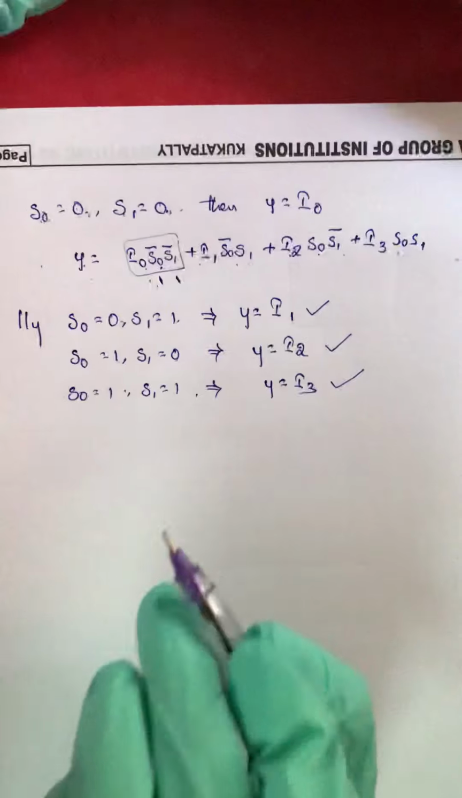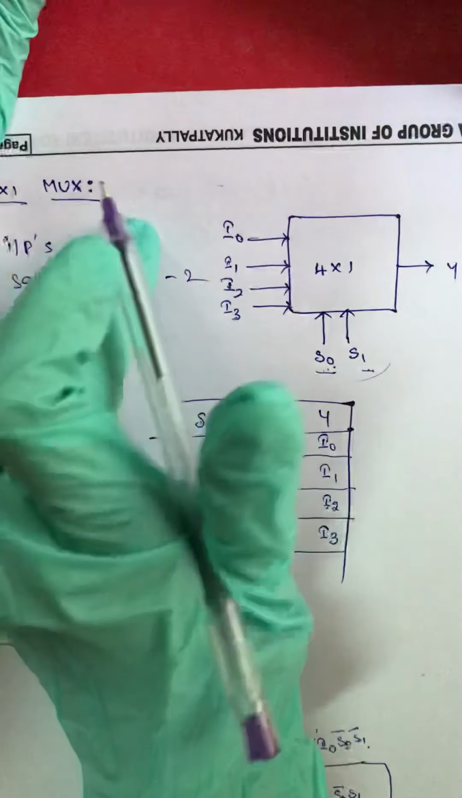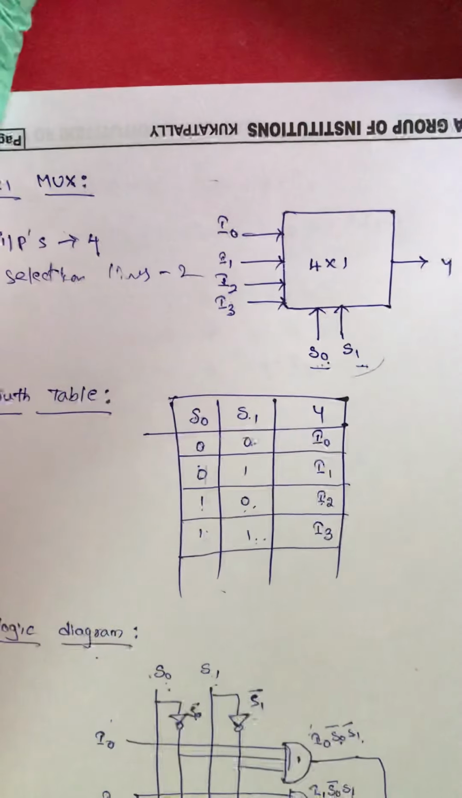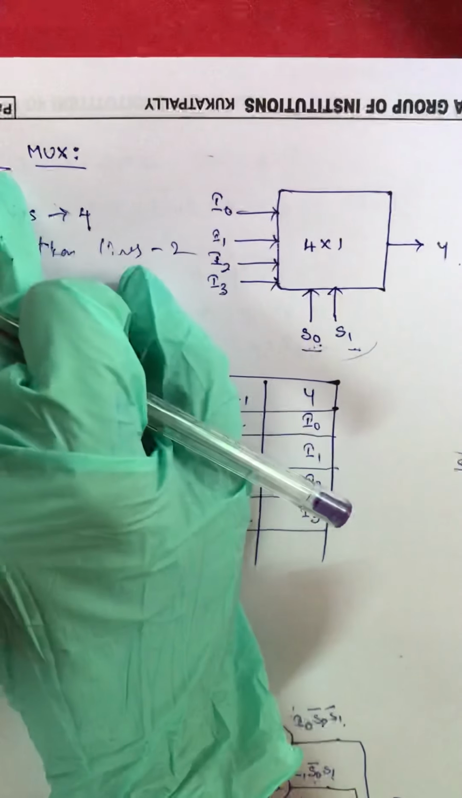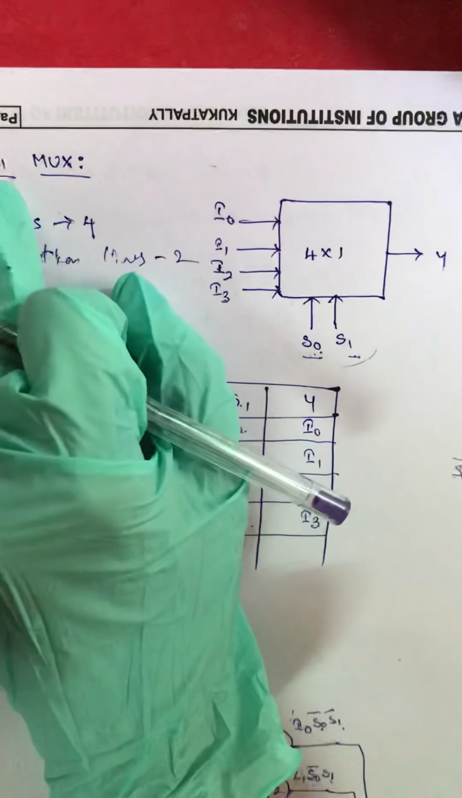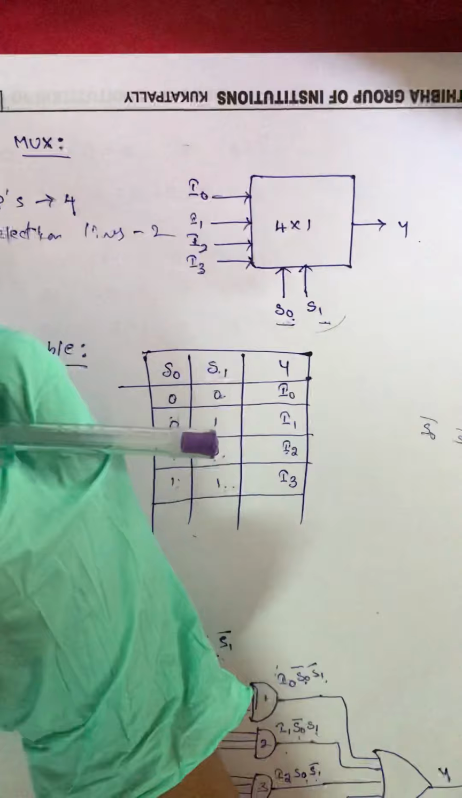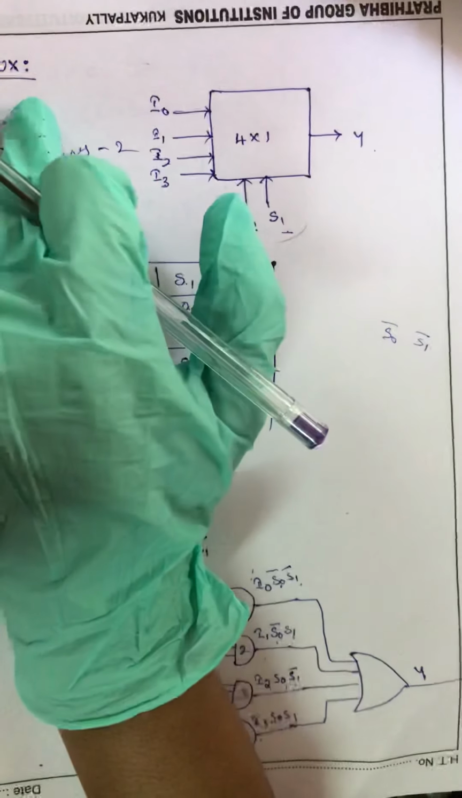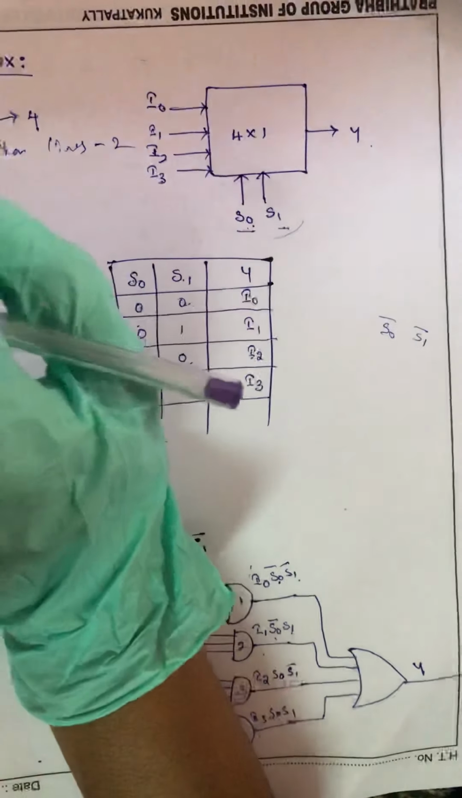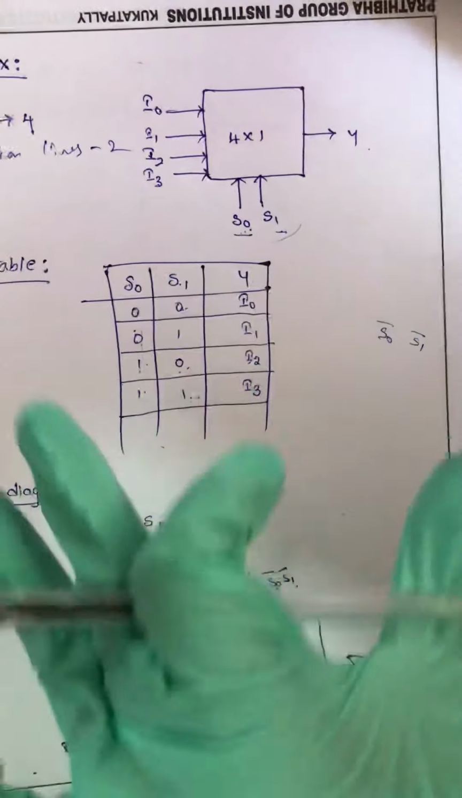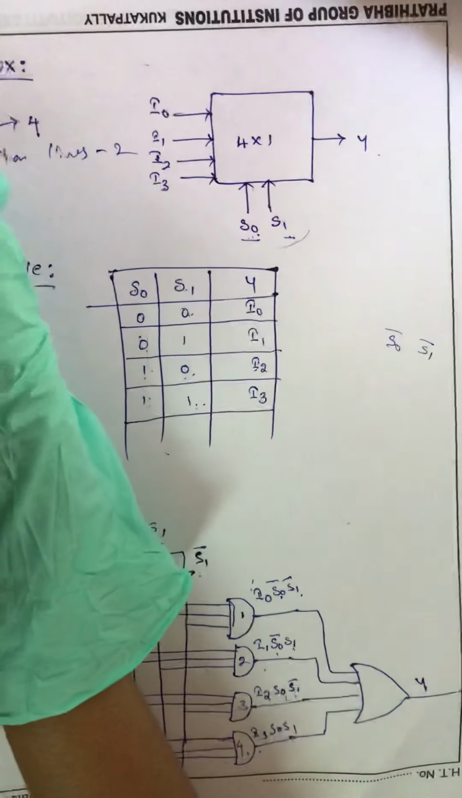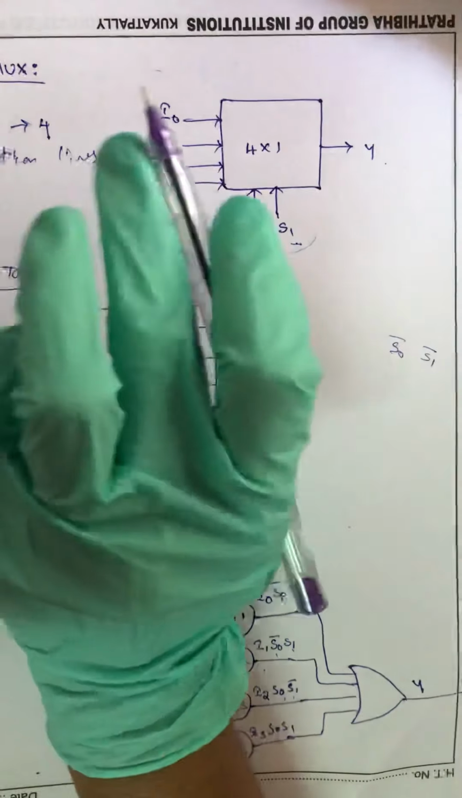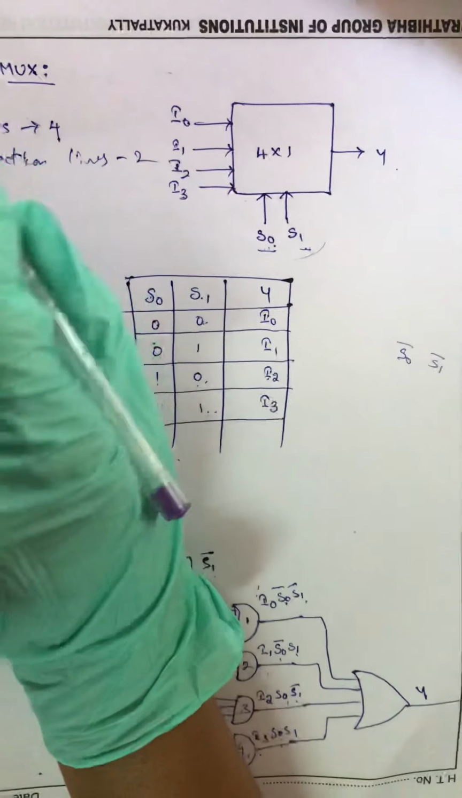This is for the 4 to 1 multiplexer. The same operation also applies to the 8 to 1 multiplexer and 16 to 1 multiplexer. In examinations, most probably the 4 to 1 and 8 to 1 multiplexers will be asked. The 16 to 1 multiplexer is easy to construct but a time-taking process. So try the 8 to 1 multiplexer and 16 to 1 multiplexer. Okay, thank you.